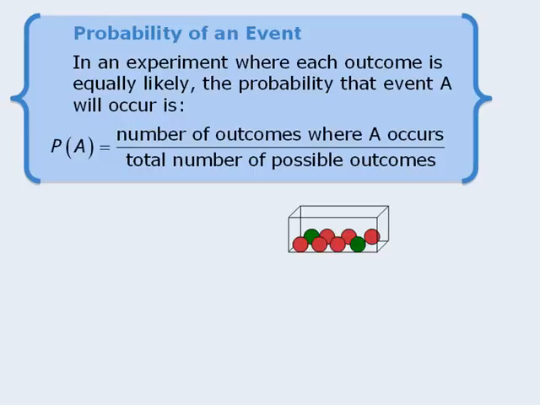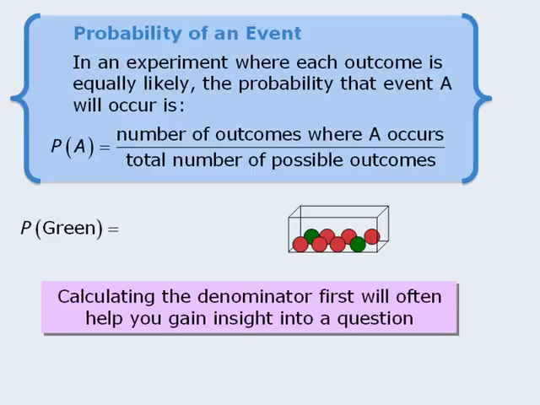Let's say we have a box containing 6 red balls and 2 green balls, and we randomly select one ball from the box. What is the probability that the selected ball is green? To answer this, we will apply the probability formula. Now, when we apply this formula, it's a good idea to calculate the denominator first. Doing so will often help us gain some insight into the question. So we'll begin by determining the total number of possible outcomes. Well, since there are 8 balls in total, there are 8 equally likely outcomes when a ball is randomly selected.